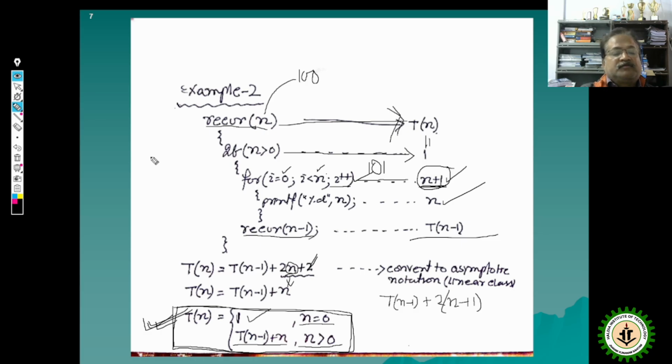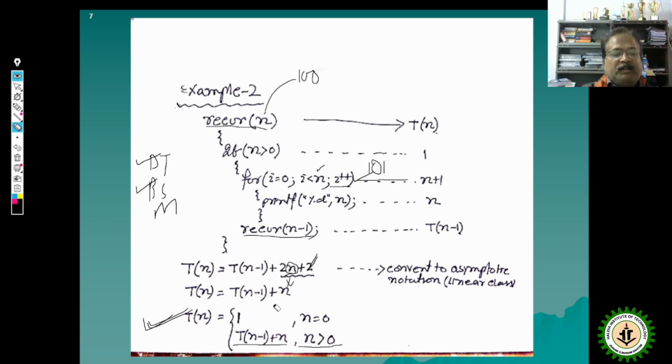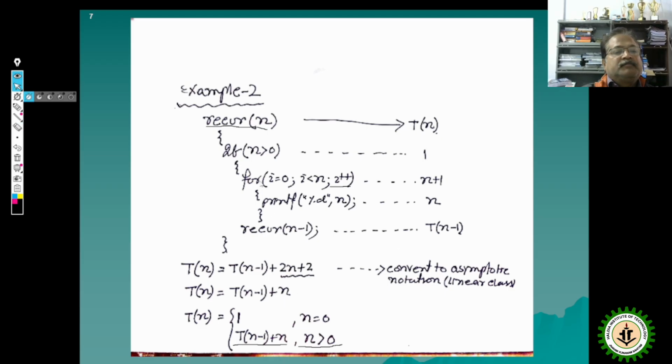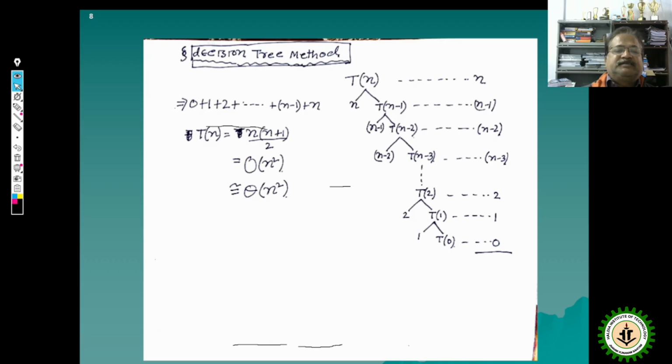How do we calculate? There are 3 methods. One is called the decision tree, another is back substitution, and another is master's theorem. So today I will try my level best to explain these two. If time permits, then otherwise in the next class we will discuss, right? Now, if I get the total time, from total time we will try to find out the time complexity as well. Now here, decision tree.